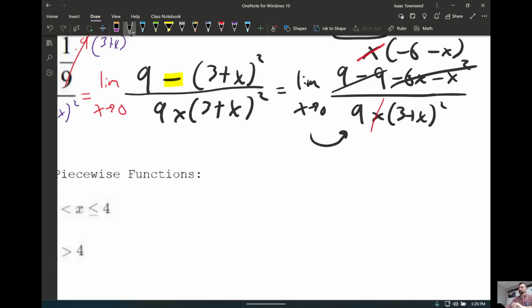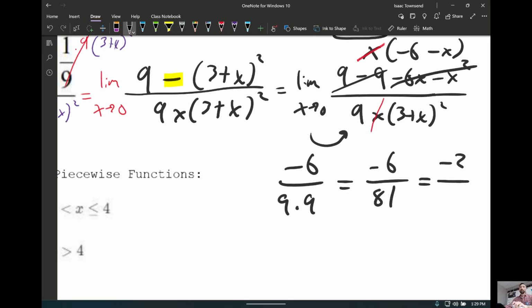Plug it into what's left. Get negative 6 on top. And 9 times 9 on bottom. Let's see, divide by 3, divide by 3. I think it should come out to be that.